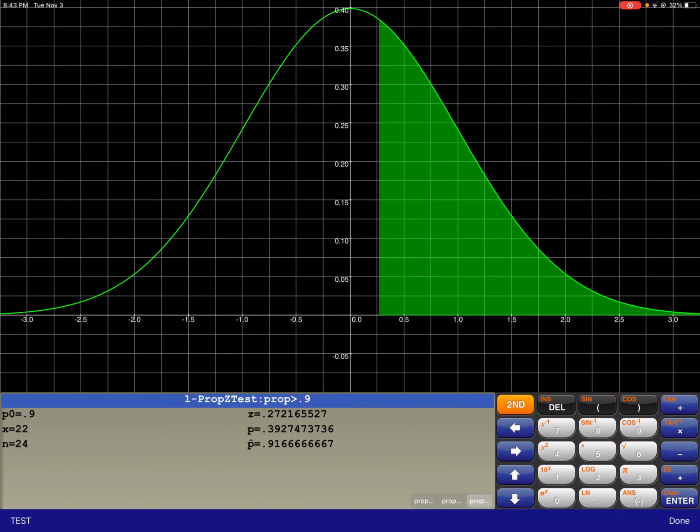The probability is bigger than 0.05, so again this would be a fail to reject H naught. So it looks like we did everything okay on this one as well. All right, that is pretty much the whole section. This is all of the first part of hypothesis testing.